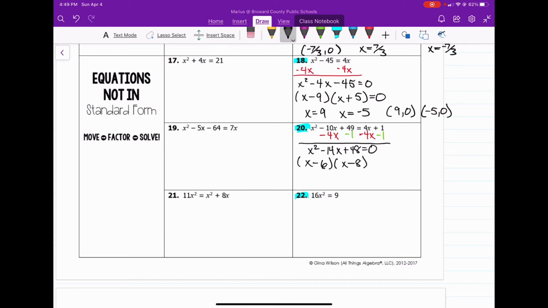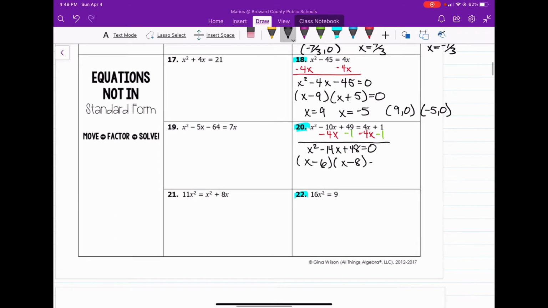Because negative 6 times negative 8 is positive 48, but negative 6x plus negative 8x equals negative 14x. And now I know that x is equal to positive 6 and x is equal to positive 8, because remember, we have to set both of those equal to 0. Alright? And then I can write my x-intercepts, or my roots, as 6, 0 and 8, 0.